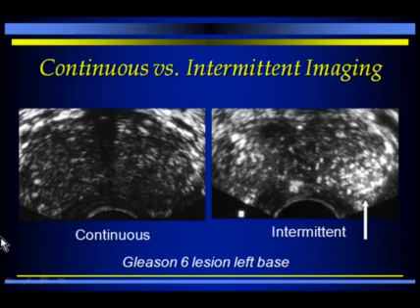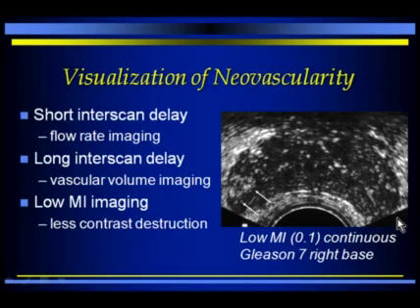Another example, continuous imaging with contrast agent shows you very little. In real time, you could actually see the agent going through larger vessels, but the intermittent imaging shows you a clear area of enhancement associated with a Gleason 6 lesion in the left base of the prostate. So if we want to see the neovascularity, we actually have to use a shorter interscan delay to actually see the vessels themselves. We use a longer interscan delay if we want to actually see the enhancement pattern in the vascular volume. And we try to use a relatively low MI to reduce the contrast destruction.